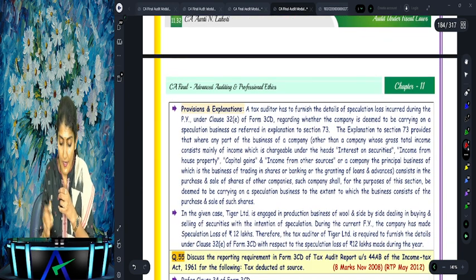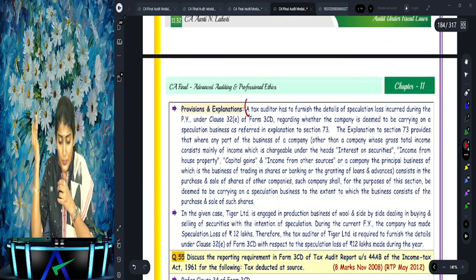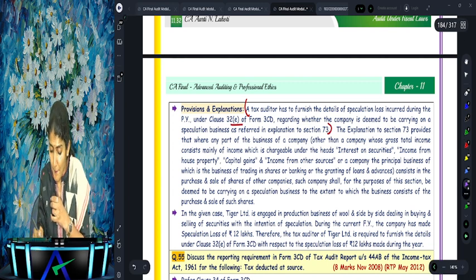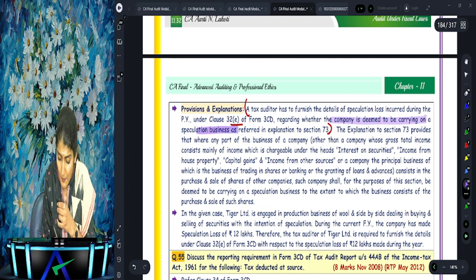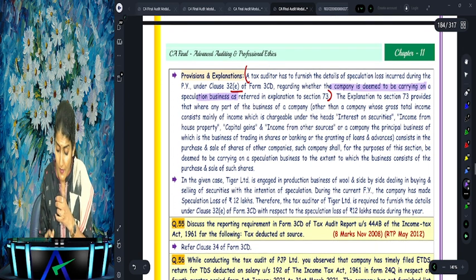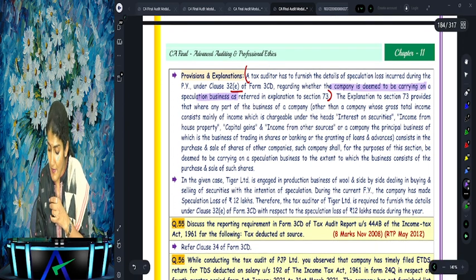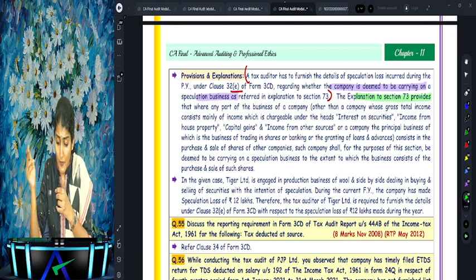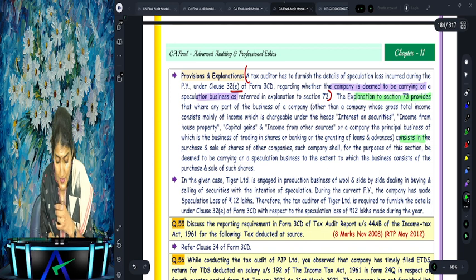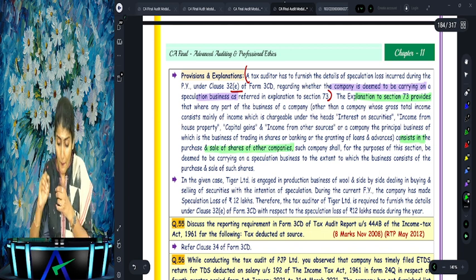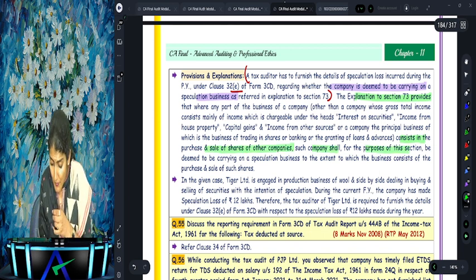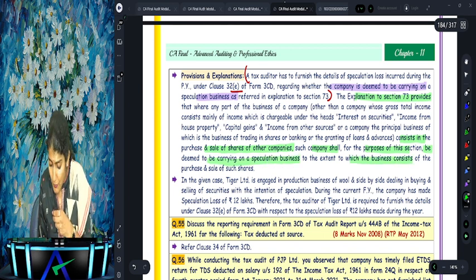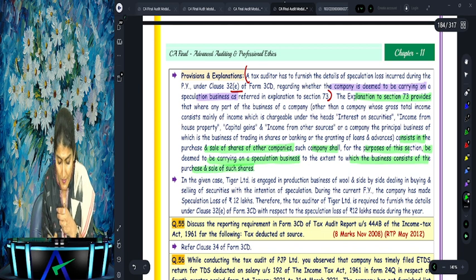Then provisions and explanation. As per clause 32E of Form 3CD, the tax auditor has to report whether the company is deemed to be carrying on the speculation business, and also whether it has incurred any speculation loss. And what does the explanation to section 73 say? It provides that where any part of the business of a company consists in the purchase and sale of shares of other companies, such company, for the purpose of this section, shall be deemed to be carrying on the speculation business to the extent to which the business consists of the purchase and sale of such shares.